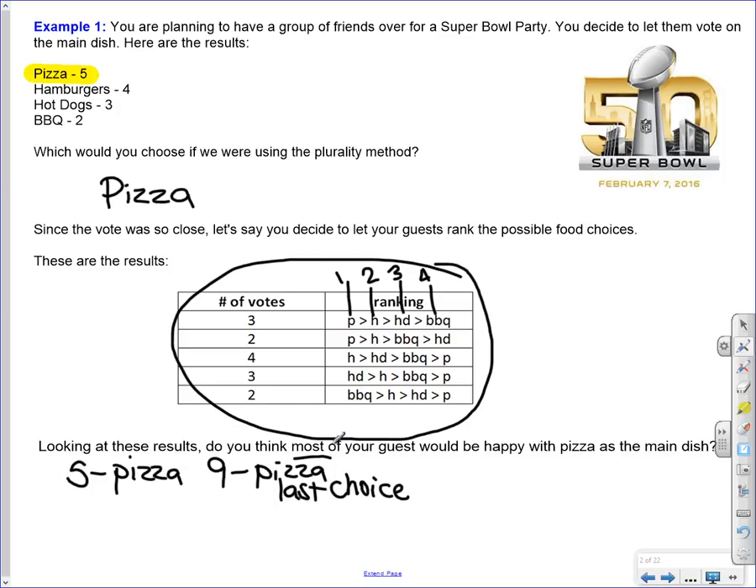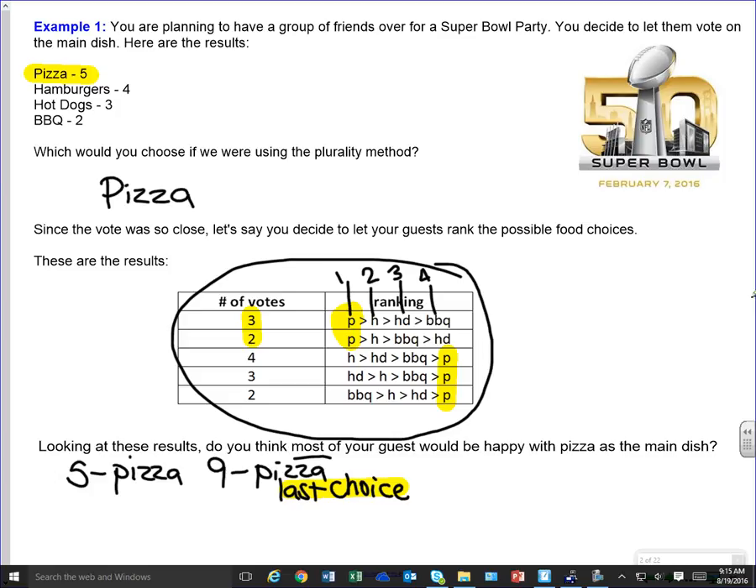Looking at these results, do you think most of your guests would be happy with pizza as the main dish? We definitely see that five people here ranked it as number one, so they'll be happy. But notice that everyone else ranked it last. So we've got five people that have pizza in first place, nine people that have pizza as their last choice. So you might wonder, people may not be that happy with pizza. I'm going to make a few people happy, but not everybody. This shows us that maybe the plurality method isn't always going to be our best option. So what other methods could we use to figure out the best choice for our Super Bowl party?